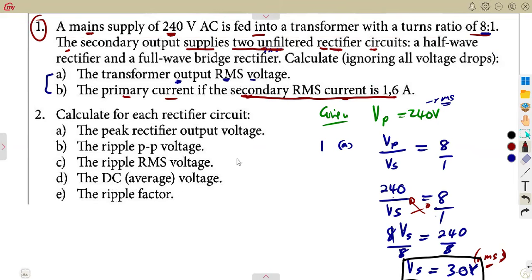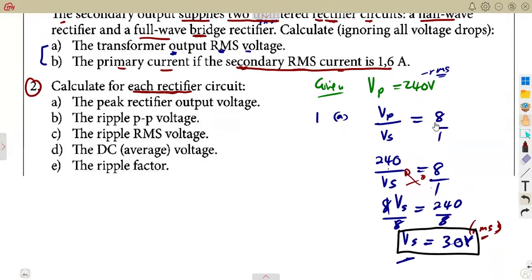The output that we are seeing will enter a rectifier. One is a half wave. Another one is a full wave bridge rectifier. So now they are saying, number 2, calculate for each rectifier circuit. So we're going to consider the full wave and the half wave.